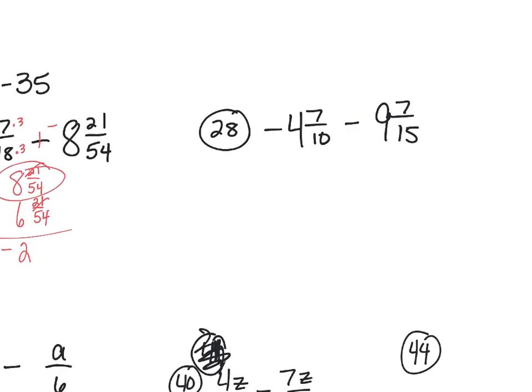Number 28, keep change opposite again. We're really going to be adding these. The common denominator between 10 and 15 is 30, correct? Thank you. Multiplying this by 3 and this by 3.